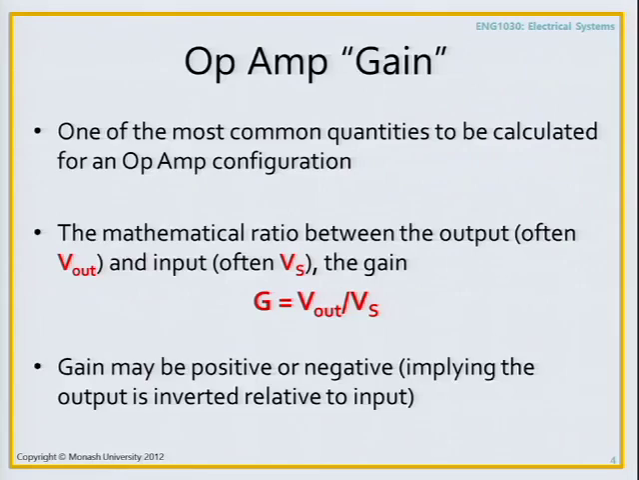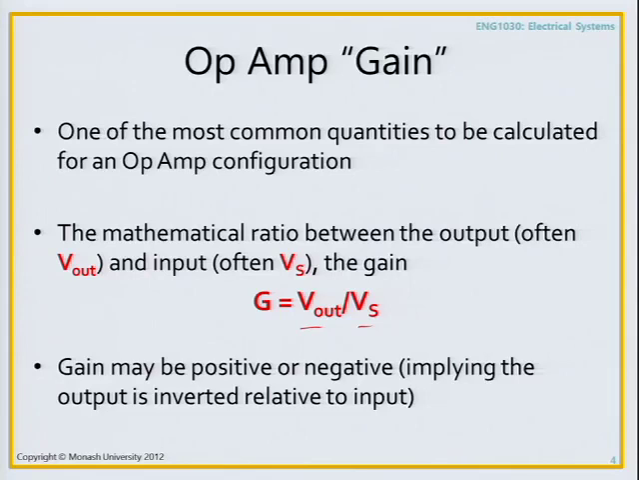Okay, so first thing that we need to define is something called gain. As the name suggests, it usually means making something bigger. You're gaining energy, for instance. And this is one of the most common quantities for any op amp configuration to be calculated. Now, when you're talking about gain, you're talking about some relationship between output to input.